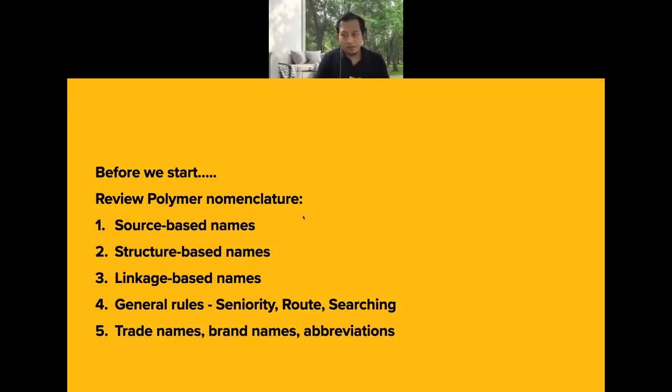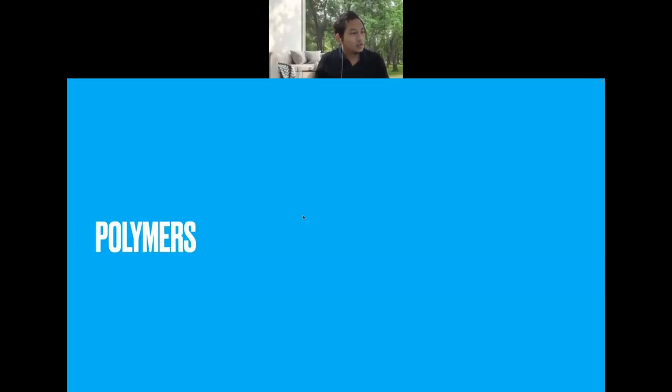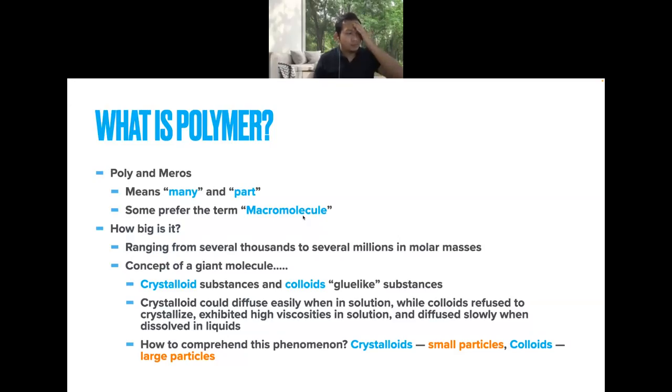So let me go through a little bit, just to show you the introduction. Polymer is basically many, poly, right? And mer is part. So basically it's many parts, with one part that is repeated. That is basically a polymer. And some prefer the term macromolecule. So what is a macromolecule, and why do people refer to macromolecule?